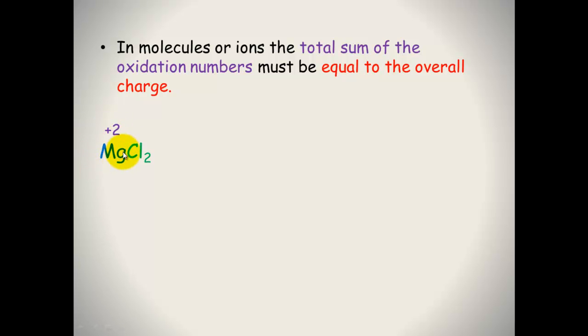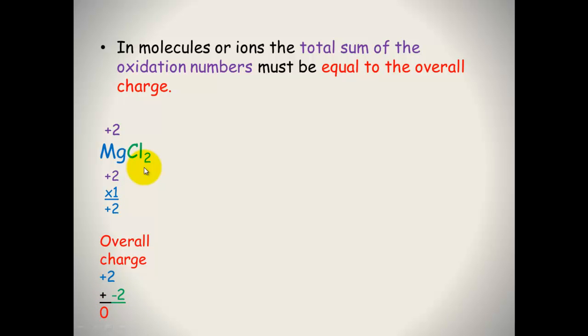Now that we know what the oxidation number of magnesium is, we can calculate the oxidation number of the chloride ion. So we've got 1 magnesium, it has an oxidation number of +2, so magnesium contributes +2. The overall charge of the compound is 0. So the overall addition of the oxidation numbers must equal 0. Magnesium contributes +2, so chloride has to contribute -2.